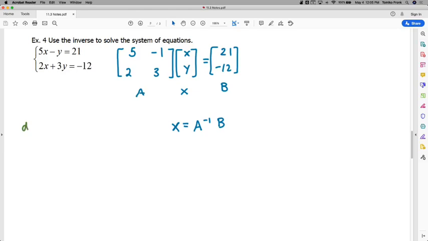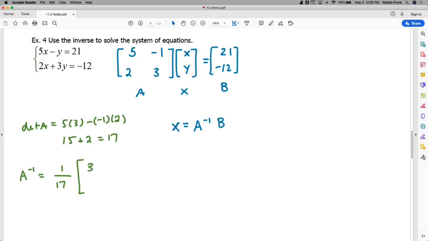First thing I need is the determinant of A. All right, the determinant of A is 5 times 3 minus -1 times 2. We've got 15 plus 2 here. Our determinant is 17. And then the inverse is going to be found by taking the reciprocal of the determinant and multiplying that by the adjugate matrix. Okay, adjugate matrix of A, we switch A and D, and then we take the opposite signs of C and B. Looks like that. And now we multiply.